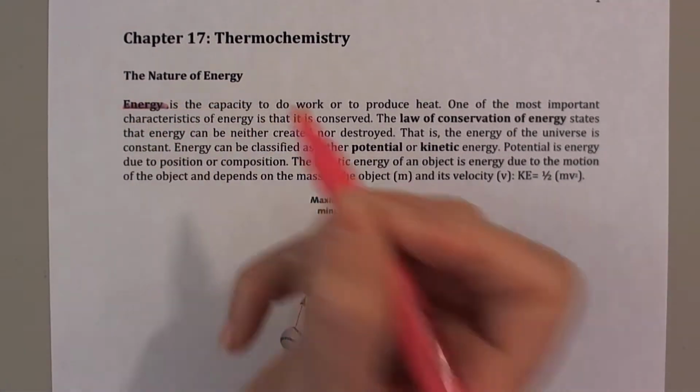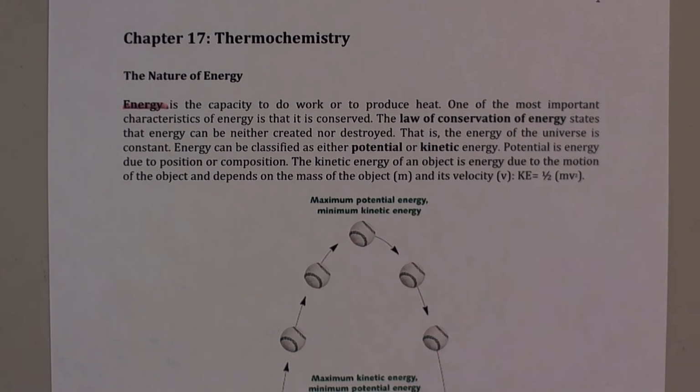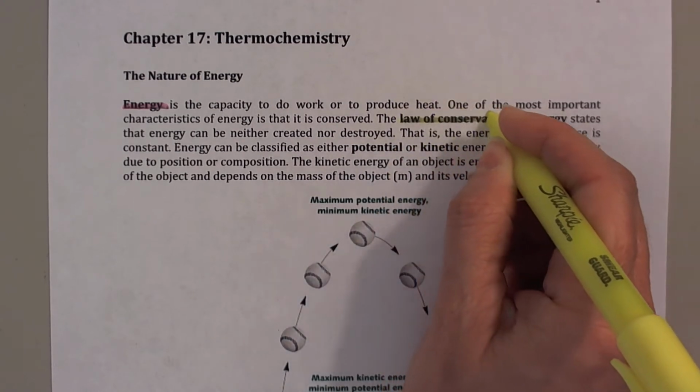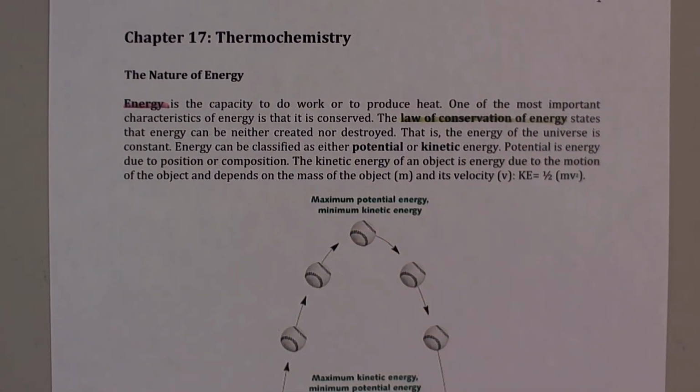It says energy here. Energy is the capacity to do work or to produce heat. In chemistry, we're going to talk more about the production of heat or putting heat into a reaction. Also, one of the more important characteristics of energy is that it is conserved. So I want to draw your attention to the law of conservation of energy. That states that energy cannot be created nor destroyed. So in this class, energy can be transferred from one thing to another, but we cannot create it out of thin air. It cannot be created or destroyed.